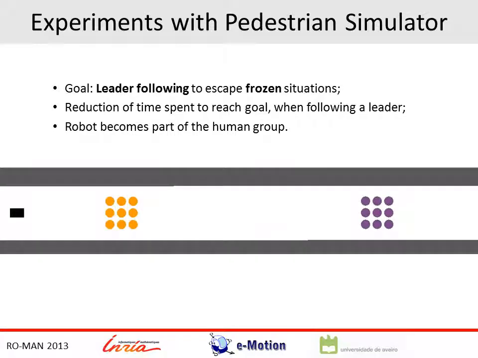So some experiments that were done with this pedestrian simulator is one where the robot is able to escape a frozen situation in the same conditions that we showed in the beginning of the presentation. The robot must reach the right side of this corridor. We'll have two groups of persons that are going to move in opposite directions.